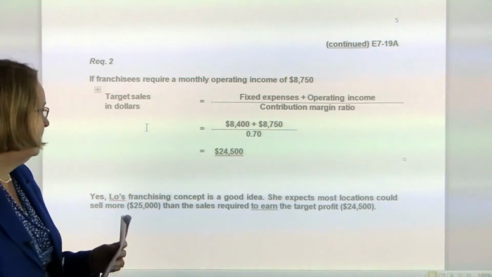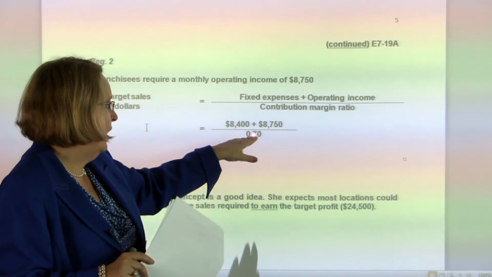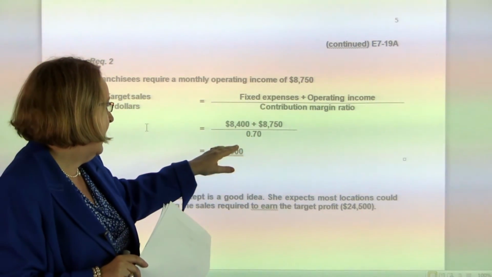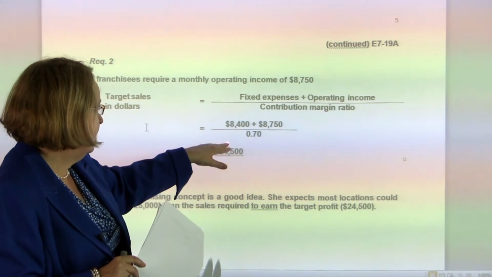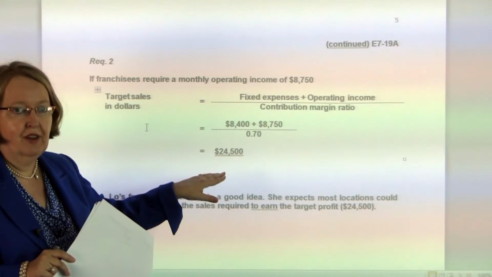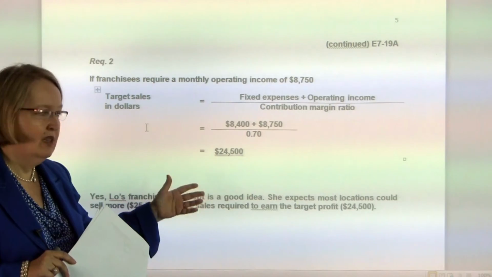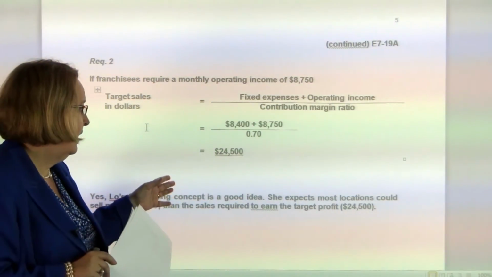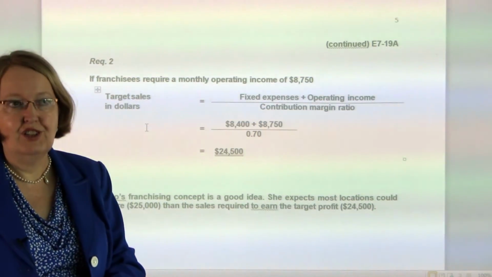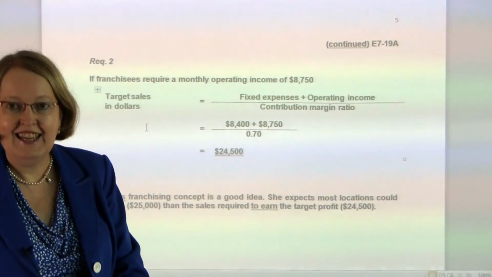So we know our fixed expenses are $8,400, and if the franchisees want to get a monthly operating income of $87.50, what this means is they would have to have sales of $24,500. So that would actually work because the company feels they can actually generate $25,000. So that would be fine in this particular example. So it would be a good idea to franchise in this particular case. Okay, so that ends E19.